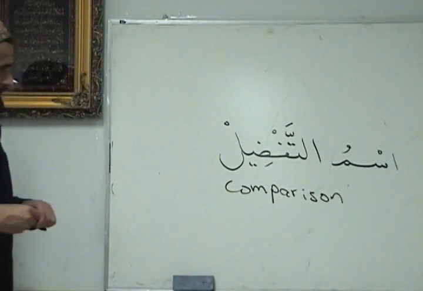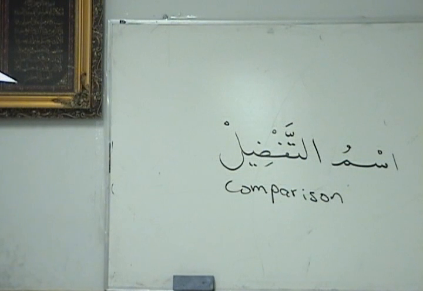It's very similar to what we have in English as a regular form and then comparative and superlative, right? Good, better, best. Fast, faster, fastest. So اسم التفضيل is very similar to this.